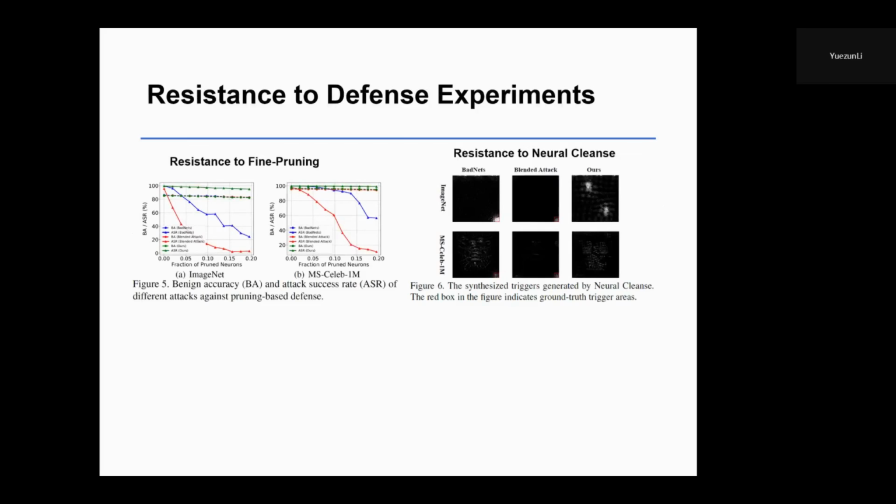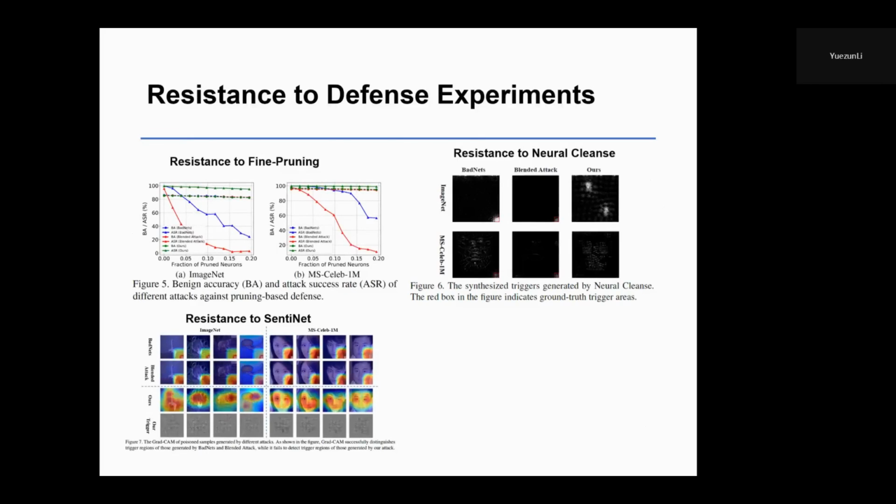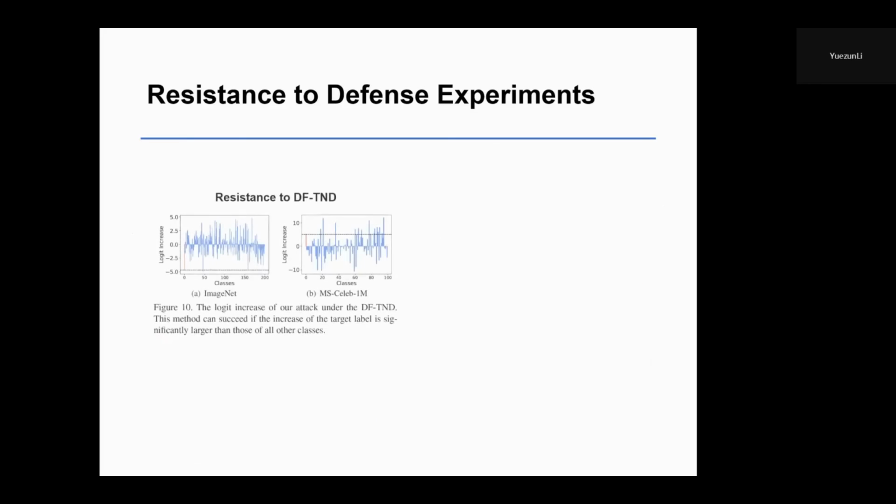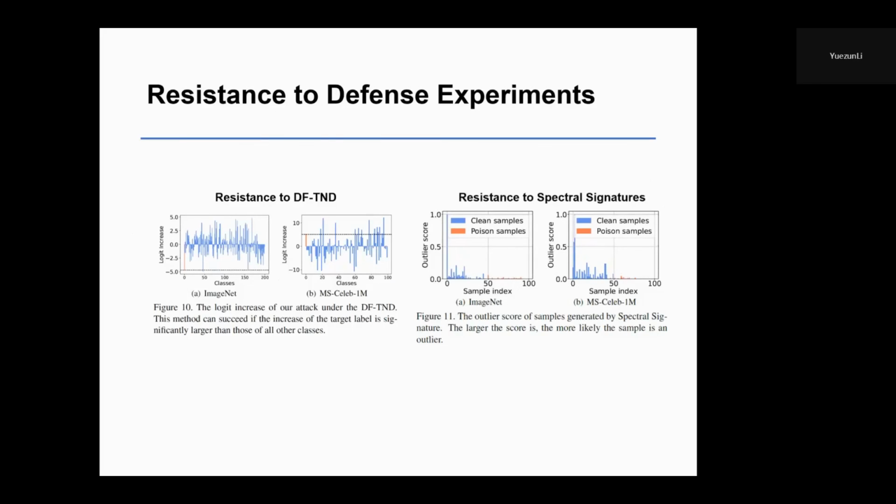We can see our method retains attack ability under neuron pruning, and Neural Cleanse can hardly synthesize the pattern of our method. SentiNet cannot locate the trigger properly. For STRIP, our method achieved the highest entropy score compared with others. We also show the resistance of our method to these defense methods, which demonstrates the effectiveness of our method.